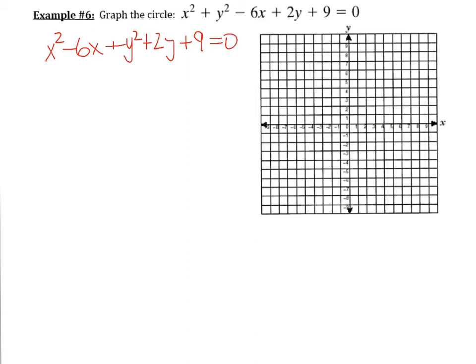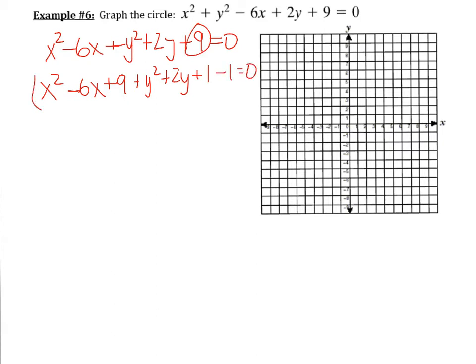From here, we're going to complete the square. So I'm going to take the x squared minus 6x and take half of negative 6, which is negative 3, and square it, so plus 9. And then y squared plus 2y, and then complete the square on that. So that's going to be a plus 1. And I added 9 and added 1, so I need to subtract 9 and subtract 1, or subtract 10 from the 9 that's up here. So that's going to be a minus 1, and that equals 0.